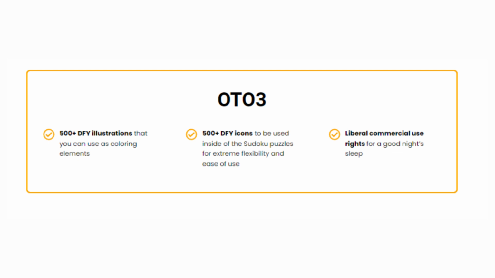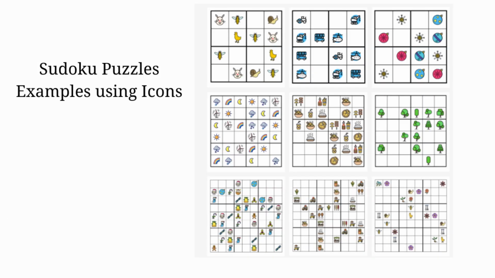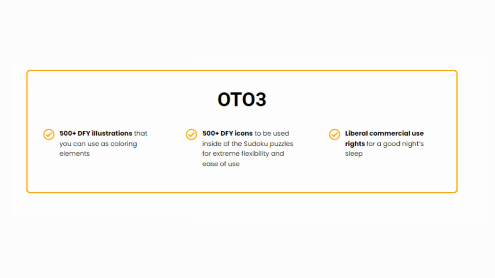And the icons are different to the illustrations because the illustrations can be used as coloring illustrations or any way you want to use them, or to embellish your puzzle pages. And the icons are the small images that you can use inside the Sudoku puzzles, where you actually use them to solve your puzzles. And you get commercial usage rights with all of these upgrades.